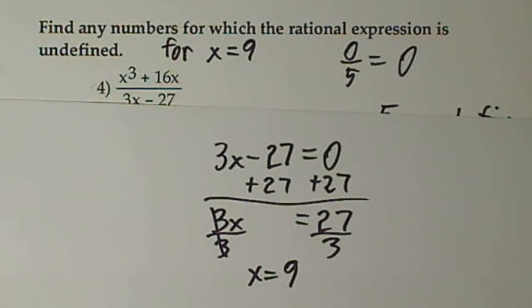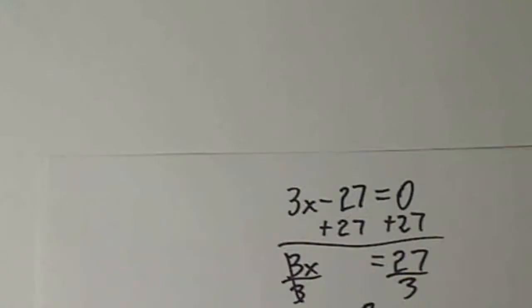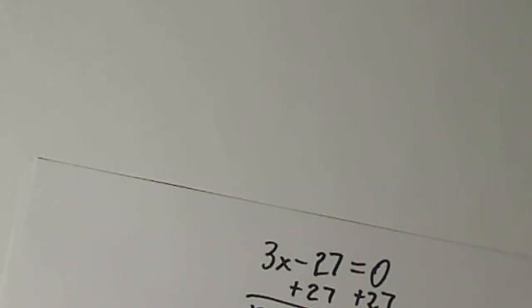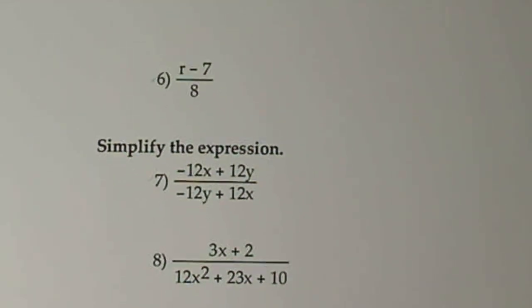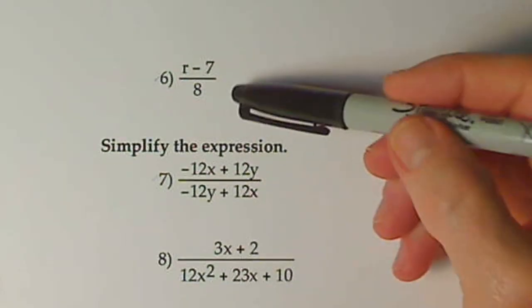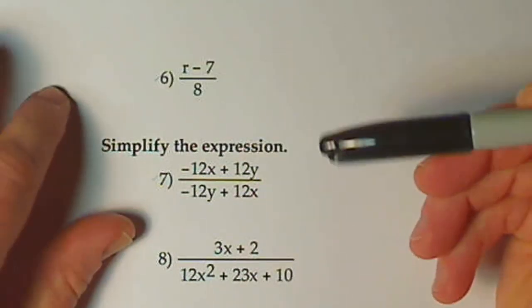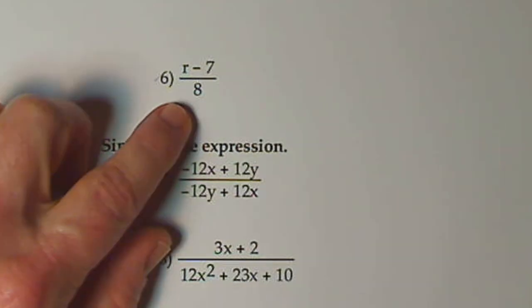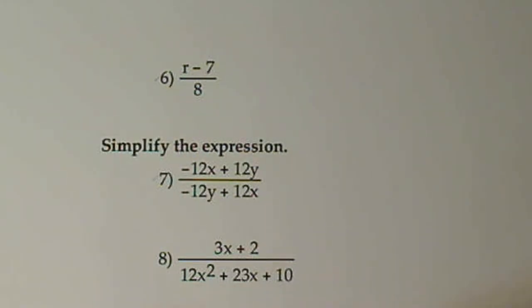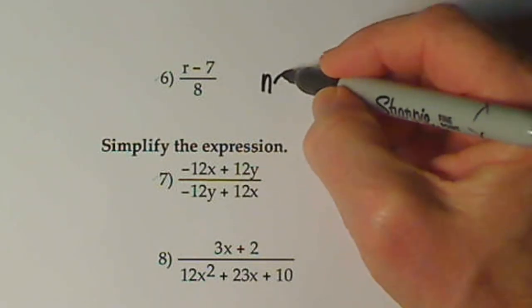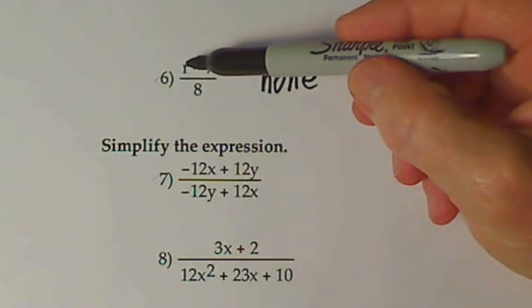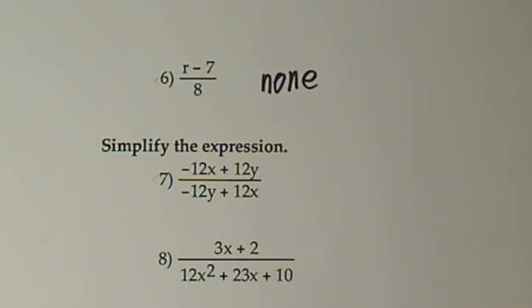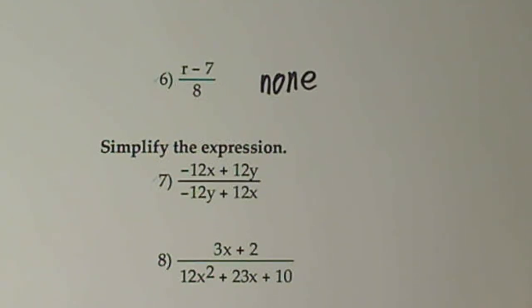We'll also look at number 6. And that's a little bit of a trick. It's the same question, any value for which this rational expression is undefined. There's no variable in the denominator. So again, it's a little bit of a trick because there is no value. R can be anything in the world, but it won't cause a 0 to show up in the denominator. Okay, so that's kind of a trick. Taking a look at, well, I think we'll stop right there.